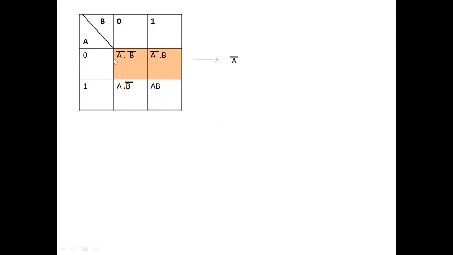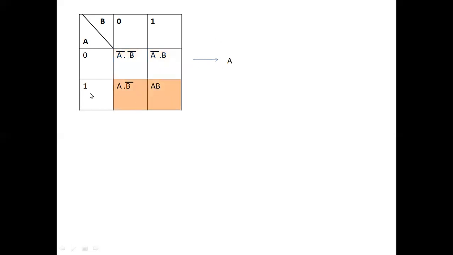Next one, this entire row got selected. If it is so, then the row value itself is going to be the simplified solution. So it is A bar. So the common term here is A bar.